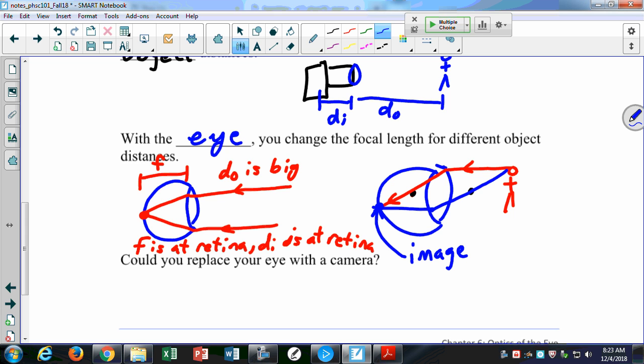When the object gets closer, if I look at something far away and just keep my eyes that way, and then I try to look at my finger, I can't see it, right? Because my lens is focused on the back of the wall. That's why my finger looks all fuzzy when I try to do this, because I'm focusing on something far away.